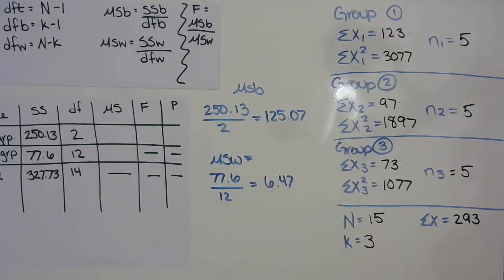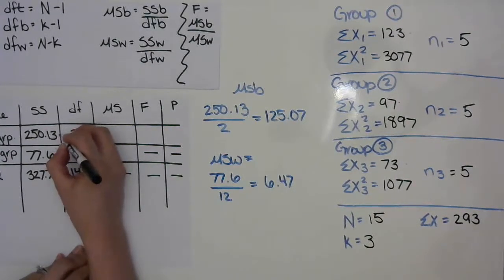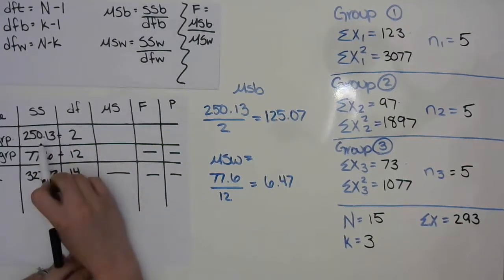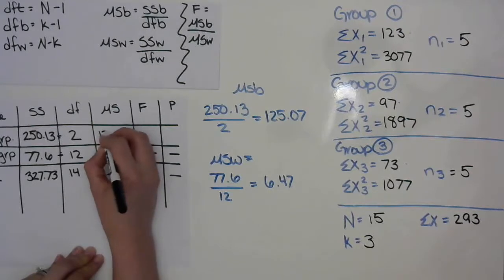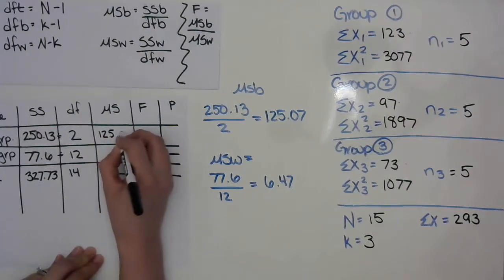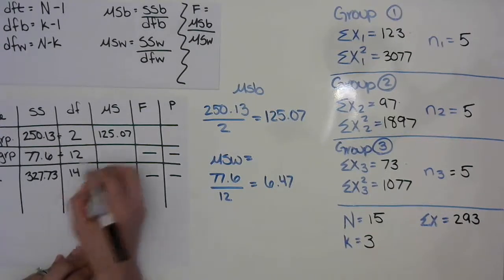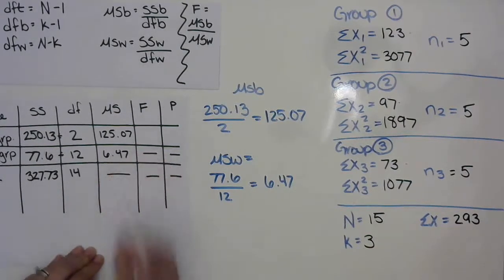Another way that you can do it too is when you use your chart, you can just make a little division symbol right here, and then you just divide these two numbers. So divide 250.13 by 2, and that gives us 125.07, and then you do the same thing here. So 77.6 divided by 12, and that's going to give us 6.47.